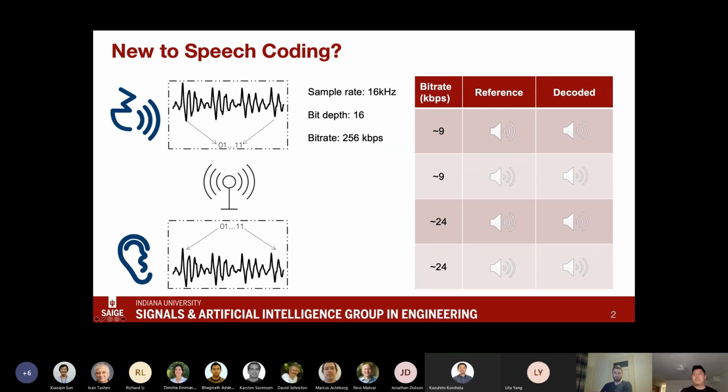Let me play some audio samples. I know it's not a perfect way to do this, but you see my point. Even at 9 kbps, a very great compression, we may not feel the difference. I mean, for 9 kbps you could, but for 24 kbps, the quality is almost transparent.